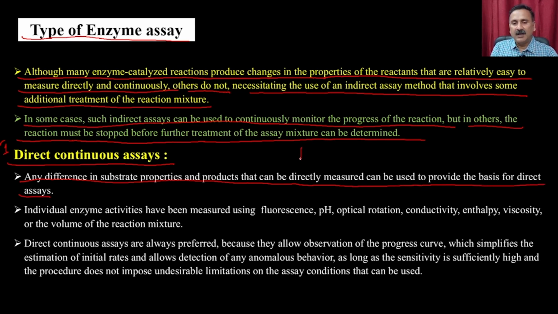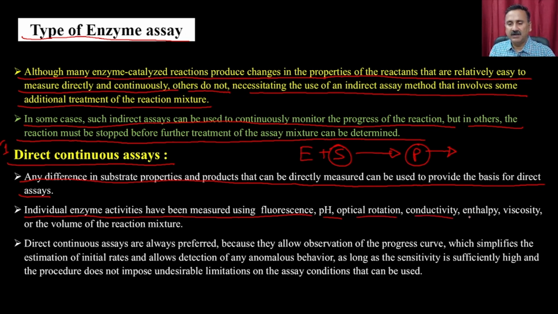Direct assay means the enzyme is acting on a substrate and forming the product, right? And you can easily measure this product directly, which means either the product is colored or the substrate is colored, and you can measure how much substrate is left. In either of these cases you can do direct measurements. Activity has been measured using fluorescence, pH, optical rotation, conductivity, enthalpy, viscosity, or the volume of the reaction mixture.